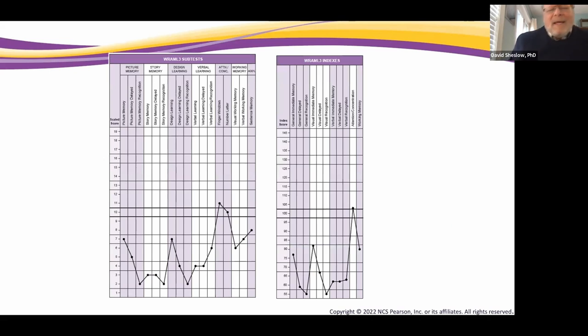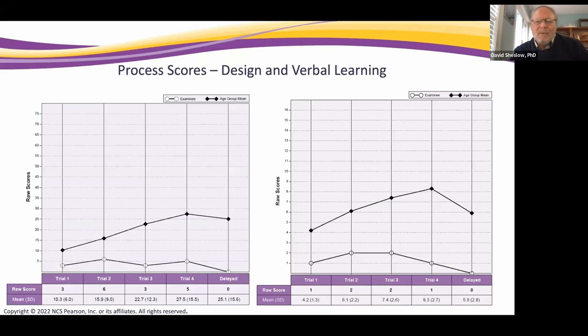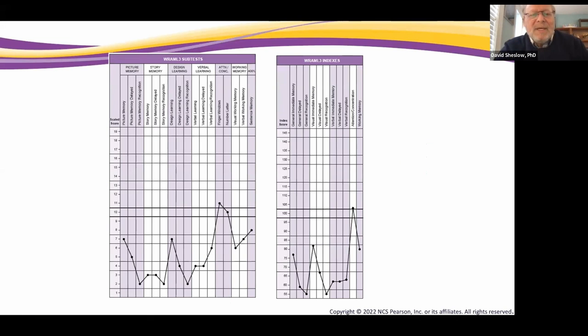The second thing that I like to do is get a different view of the data. And as Wayne mentioned before, by looking at the graph of the data, on the right-hand side, there are the index scores. On the left-hand side, there are subtest scores.